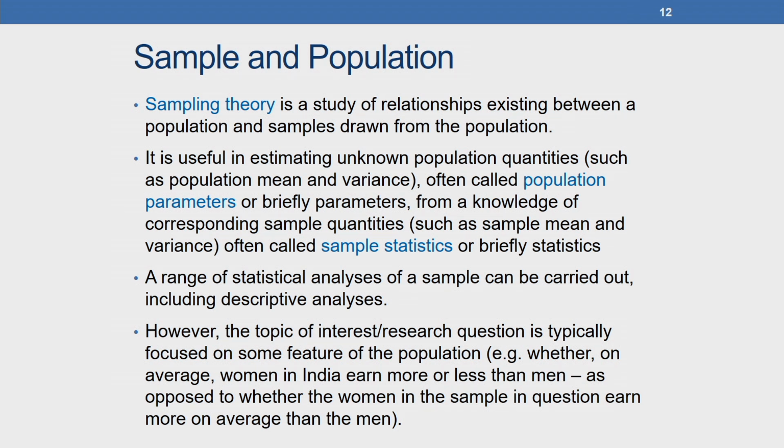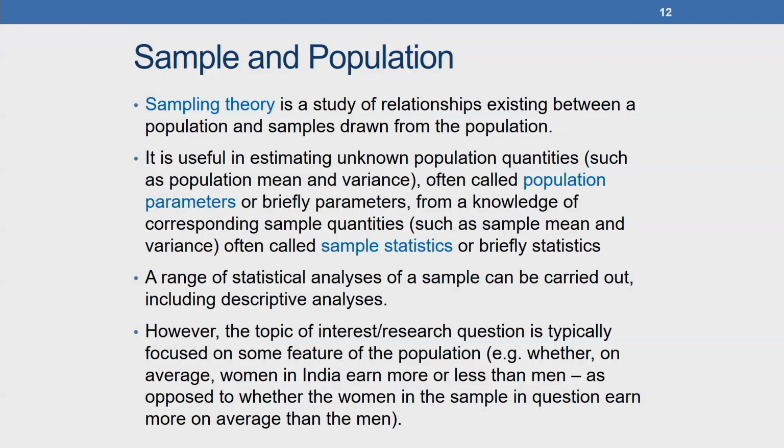So, when we are calculating the average age of children in a class of 100, here age becomes a parameter. If we are calculating height, height becomes a parameter, and so on, from a knowledge of corresponding sample quantities such as sample mean and variance, which are also referred to as sample statistics. When we are carrying out these estimations based upon the sample and not the entire population, what we are expressing is sample statistics. So, we want to estimate a population parameter, let us say age or height, based upon the sample statistics from the sample that we have drawn from the population of 100 children.